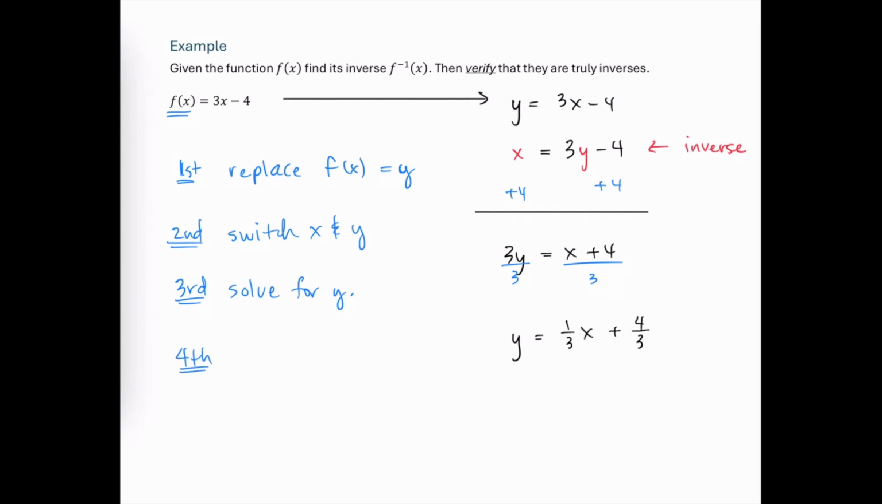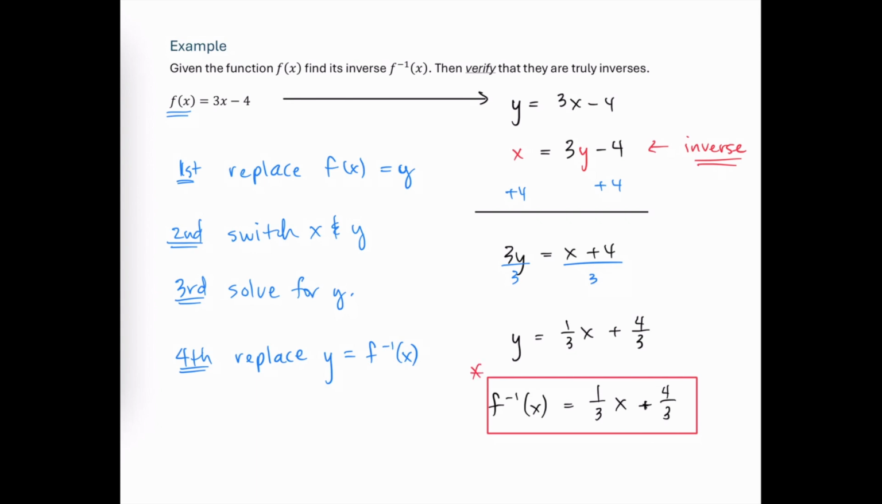Now that we've solved for y, the last thing that we want to do is return to the functional notation. We're going to replace that y variable, but this time we're going to replace it with f inverse of x, because this equation is the inverse relationship, and so we're going to use f inverse for the functional notation. So this is our inverse function.